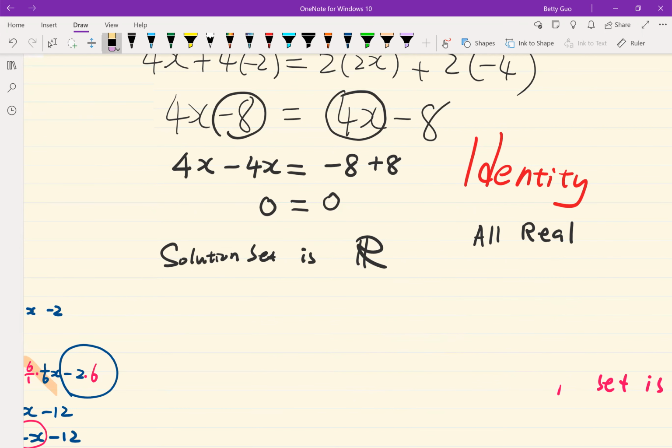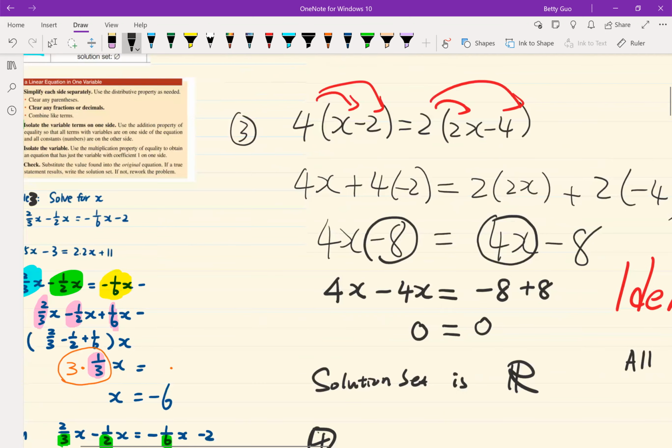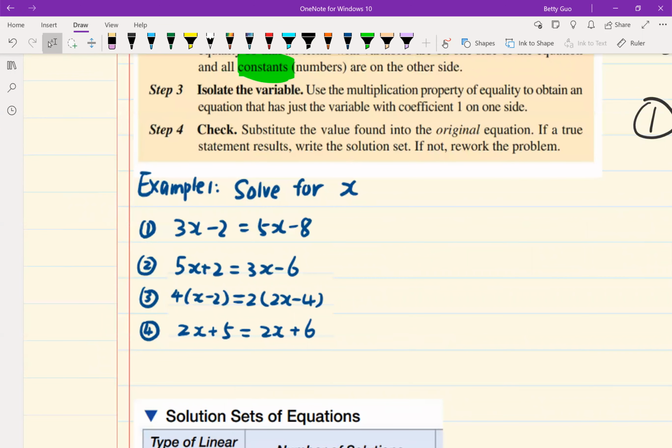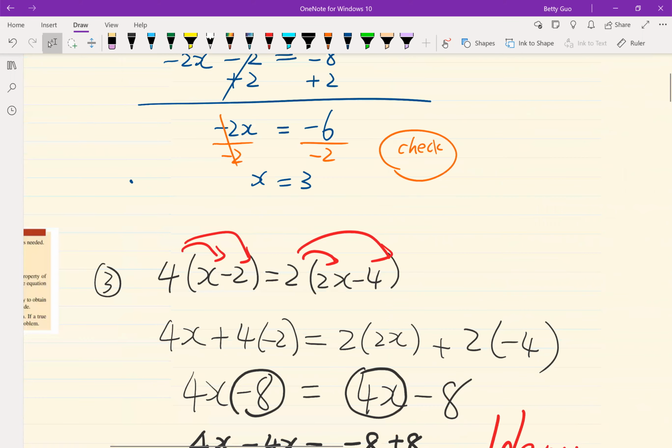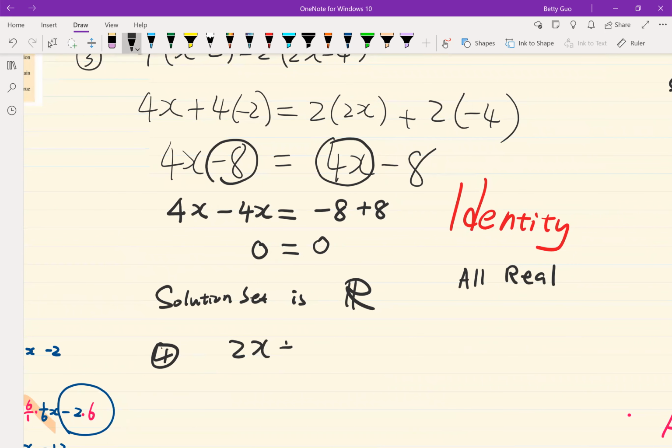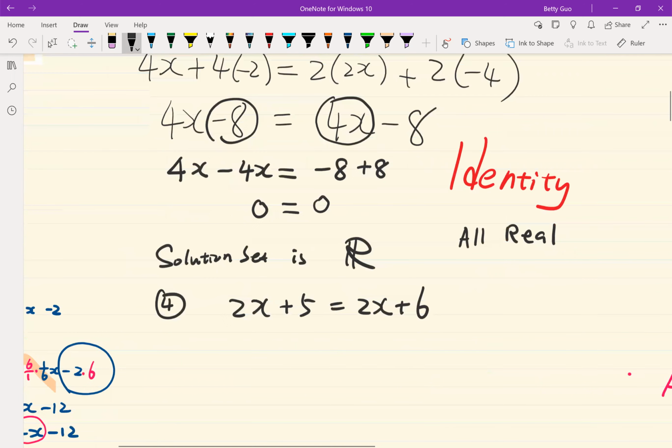Number 4, let's see. The next equation, number 4. From the first example, we got 4 equations, right? We did 3 yesterday. So number 4, 2x plus 5 equals 2x plus 6. Let me rewrite this better. Number 4, 2x plus 5 equals 2x plus 6.